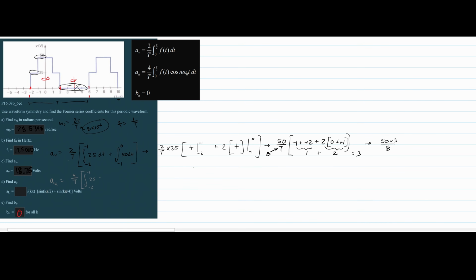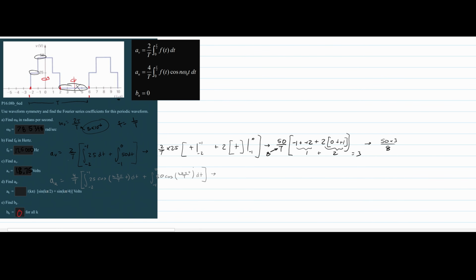But we need to multiply this by a cosine of k omega naught t, which you can write as 2 pi over T times little t, and then dt. Plus, inside of here, we're going to have negative 1 to 0. We're going to have 50 cosine, and then inside of here, k 2 pi times t over T, and then we're going to have our dt. So now we need to take the integral of both of these.